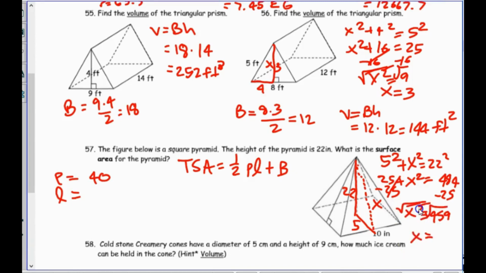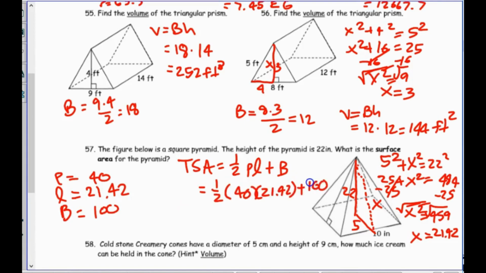So what is the square root of 459? 21.42. B, if I have 10 on each side, 10 times 10 is 100. So it's going to be 1/2 times 40 times 21.42 plus 100. There's your calculator problem. So we type it in, 1/2 times 40 times 21.42 plus 100. Let's make sure that looks like 100, not 160. It's a 100.